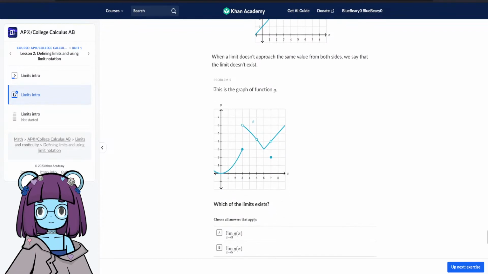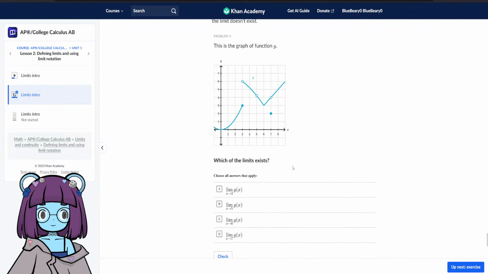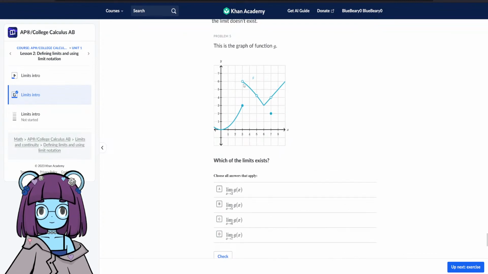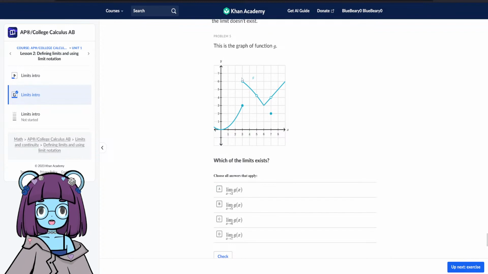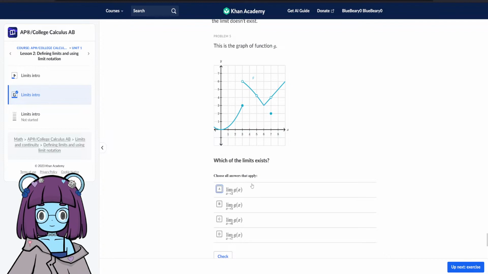Interesting. This is the graph of function g. Wow, okay. Which of the limits exist? So if they don't equal the same value from both sides, I guess they don't exist? So x approaches 3, so they're not from the same. From the right is 6, and from the left is 3. So that does not exist.